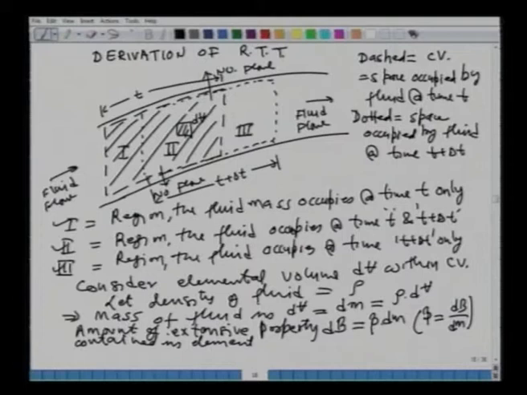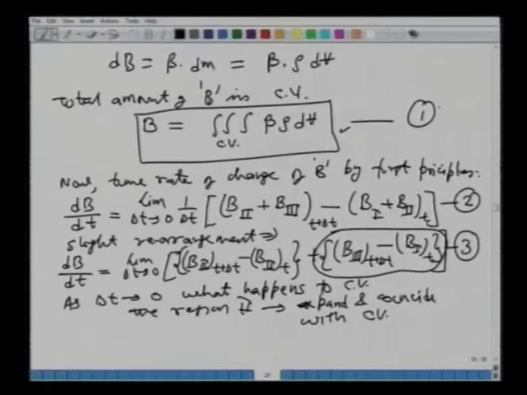Then we took a very small elemental volume dV within the control volume. And then we wrote the expression for the amount of extensive property within this dV, and then to find the total we integrated over the whole volume. So, I will just jump to the next step. This is the expression, equation number 1, which gives the extensive property stored within the control volume.